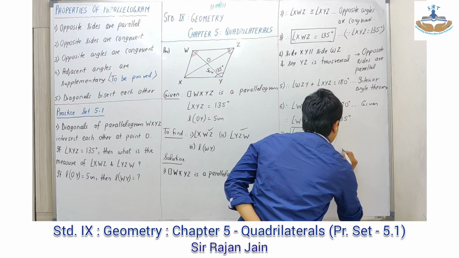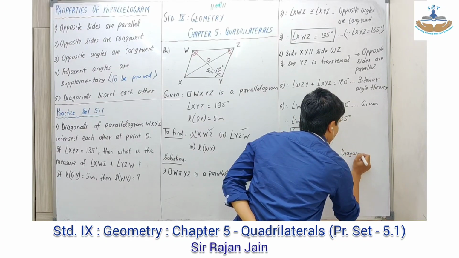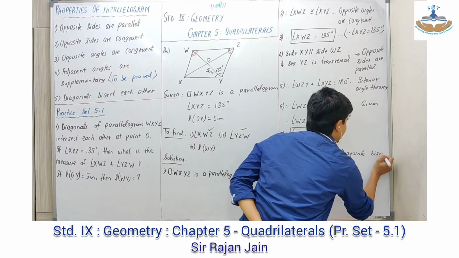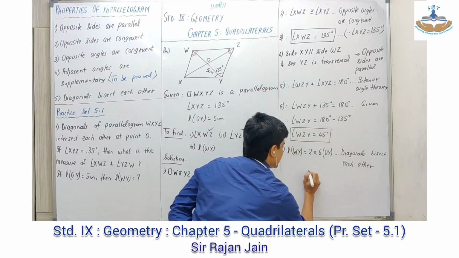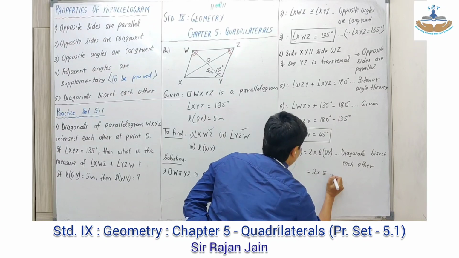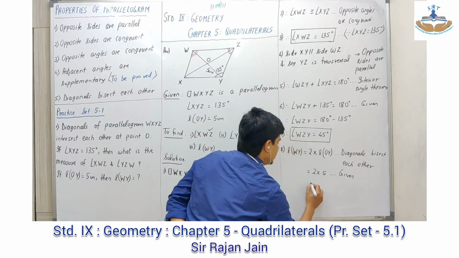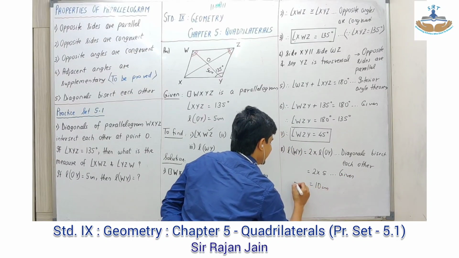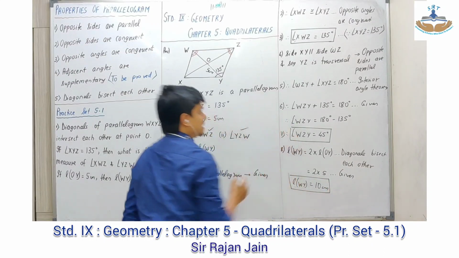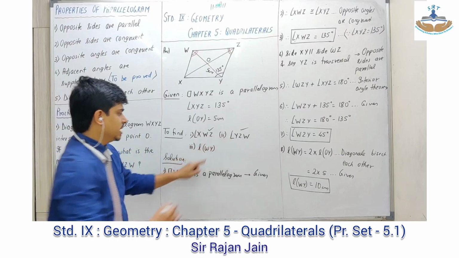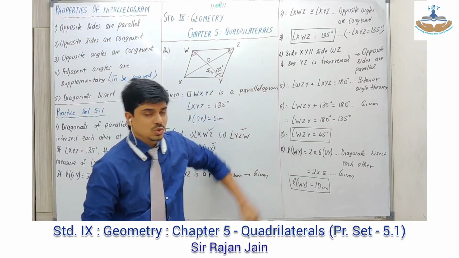Reason में you can say which property you are using? Diagonals bisect each other. Now if you want, you can substitute the value 2 into 5. This is given, and 2 into 5 answer will be 10 centimeter. This is your length WY. Is that clear? So these were the three things asked in the question, and you got those three things.